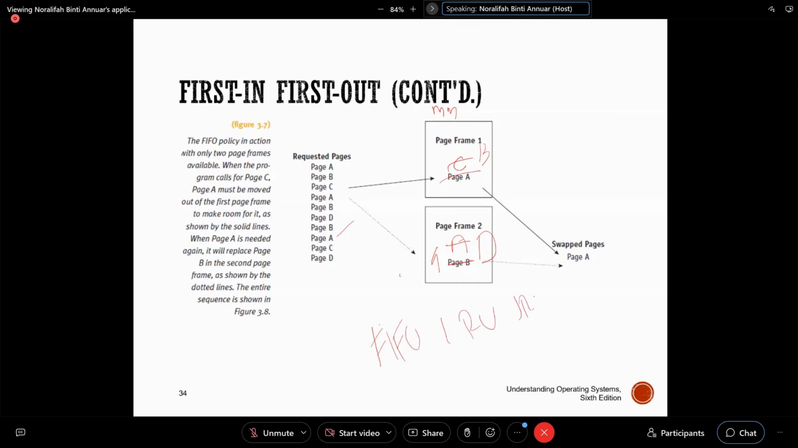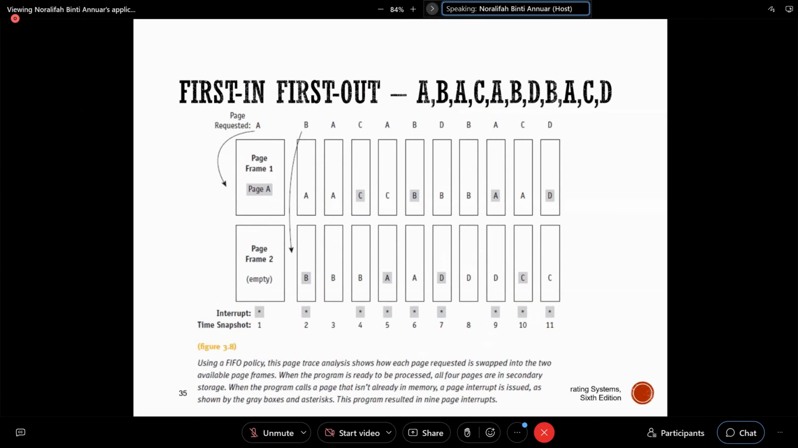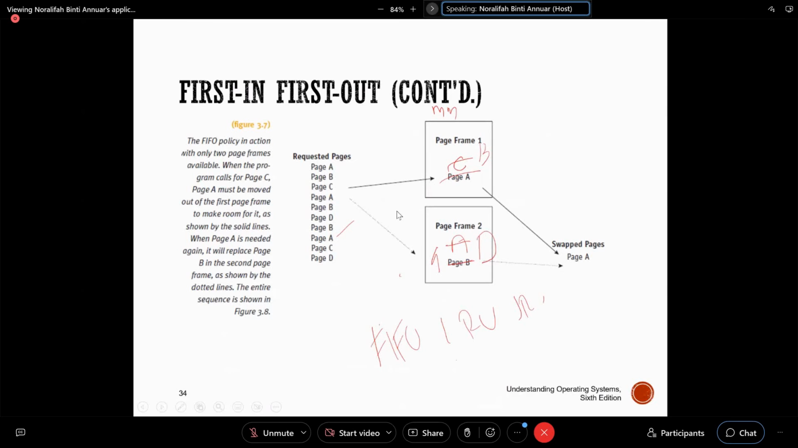There are many different variations. This scenario has only 2 frames. So swap in means load into memory. Swap out means remove from the main memory. Alright? This is a calculation example. This is the same example from the previous page.